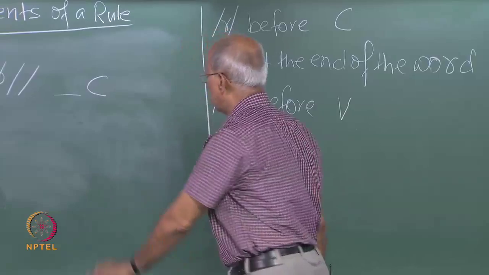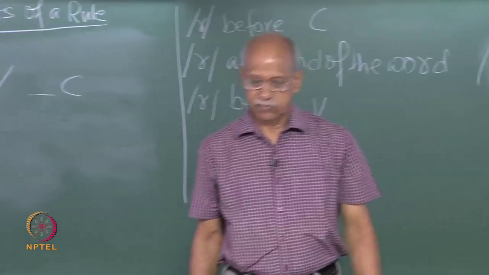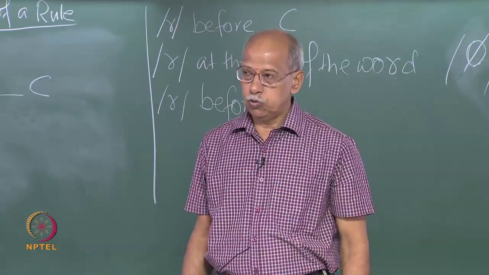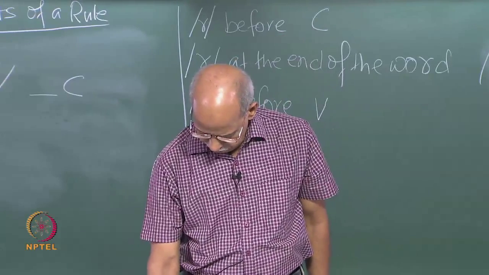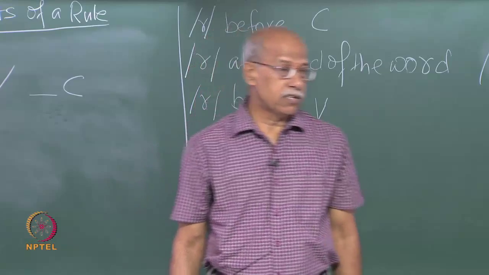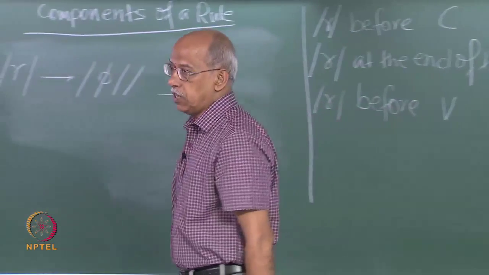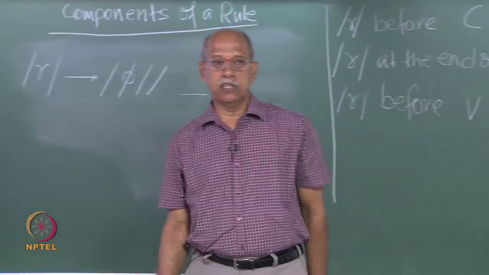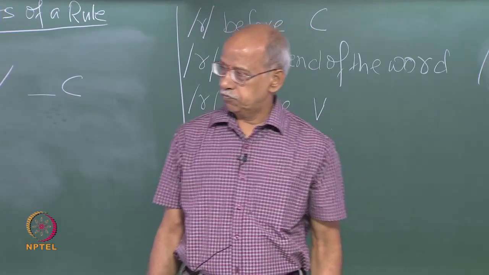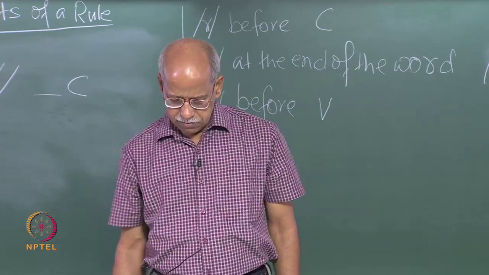Now write this rule using a tree diagram. Can you do that? Do you understand the task, please? I'm asking you to write a rule to predict that ra is deleted before a consonant in Standard British English. Here are your data.